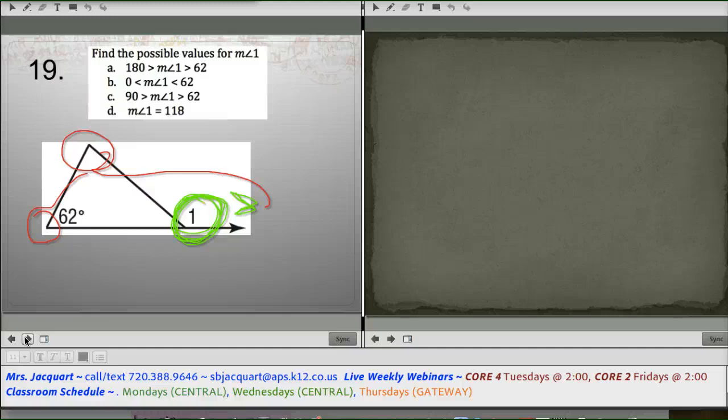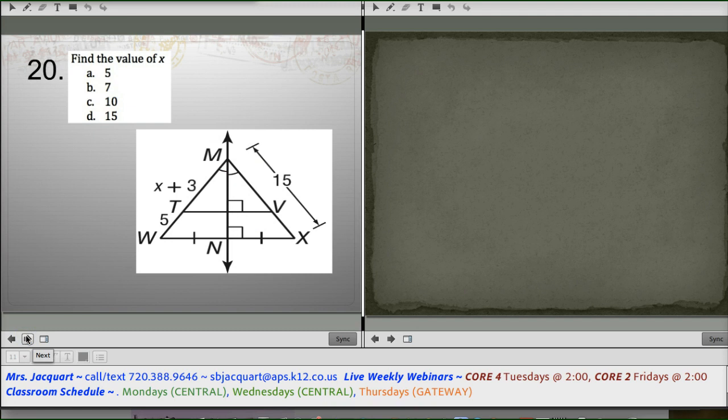So what is that going to tell us? Might it be 118? No. Is it between 90 and 62? It might be, but we don't know that. There's a chance it's between the two. Is it greater than 0 and less than 62? No, because it's actually always going to be greater than 62, so it can't be this one. Can't be B. Is it less than 180 and greater than 62? Yes, it's got to be greater than 62. That's not that one.